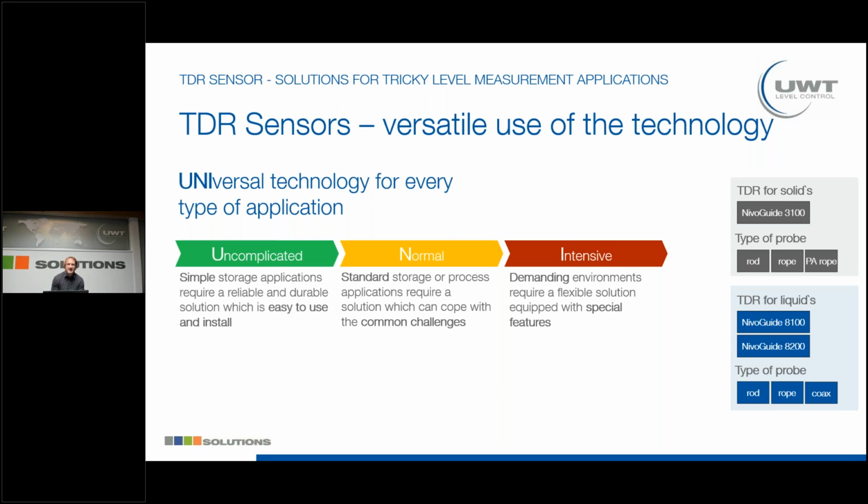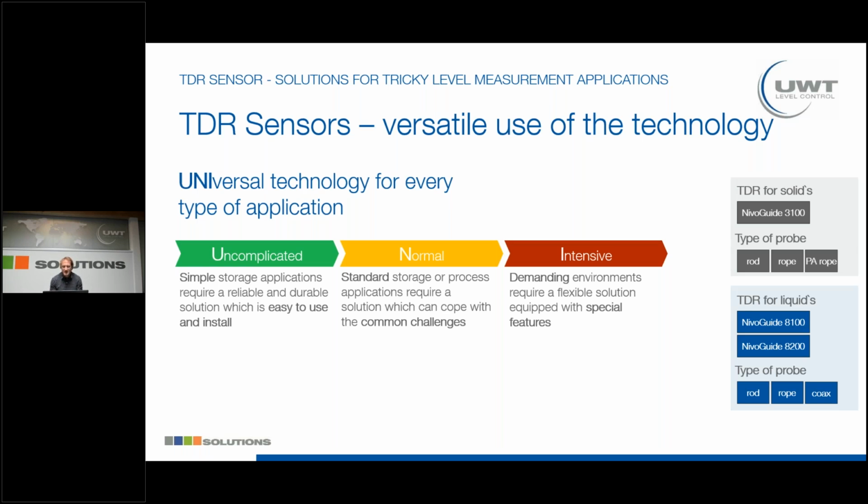So TDR sensors, you can use them very versatile in many types of applications. So it's a universal technology. So the uni stands for uncomplicated, normal, intensive. So we can use it for the uncomplicated applications. So these are simple storage applications which require a reliable and durable solution. And what is important, it should be easy to install and easy to use.